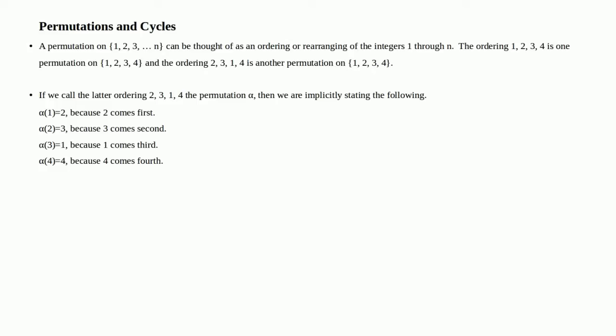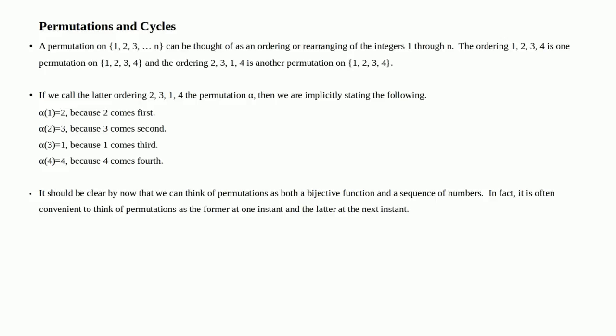So basically, the permutation alpha is a function. You can think of it as the ordering, or you can think of it as the function. We started off by thinking of it as an ordering, and now we're going to translate that into the language of functions. We plug in the place, that is, first, second, third, or fourth position, if you like. And the output of the function is the number that is in that position. So 2 is in the first position, 3 is in the second position, 1 is in the third position, and 4 is in the fourth position.